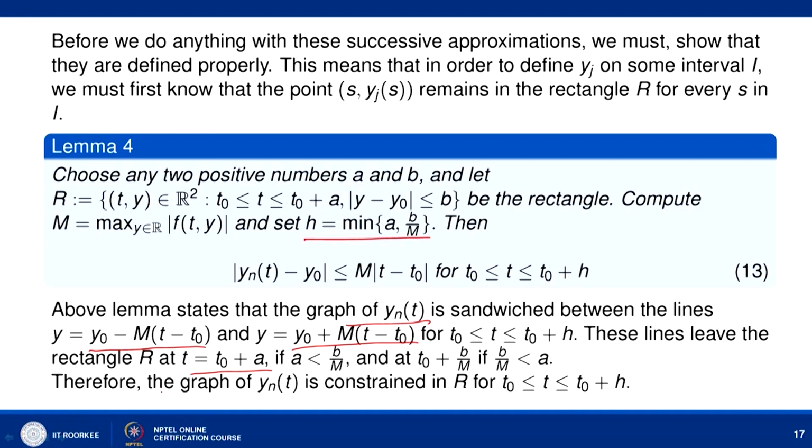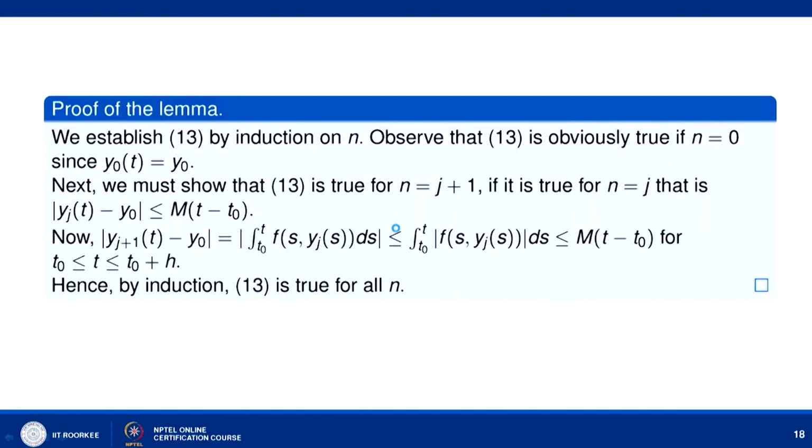So, it means that the graph of y_n(t) is constrained in R for t between t naught and t naught plus h. Here h is the minimum of a and b by M. This proof we can do by induction on n.